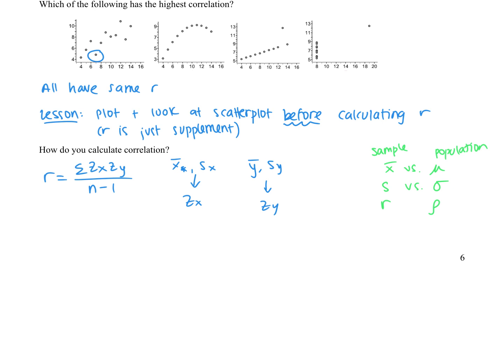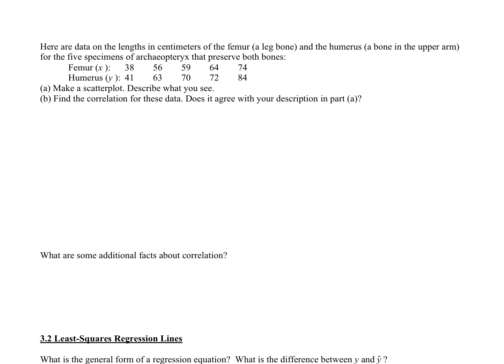Okay, so there's an example on the next page. Here are data on the lengths in centimeters of the femur and the humerus for 5 specimens of whatever that word is that preserve both bones. So I would like you to do part A. Make a scatter plot by hand, please, and then describe what you see.